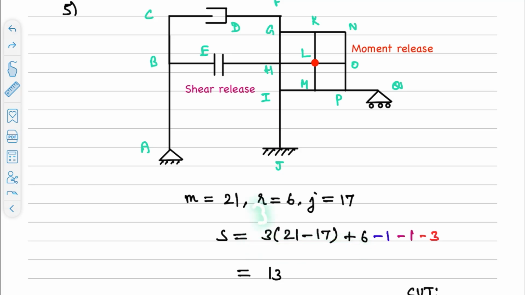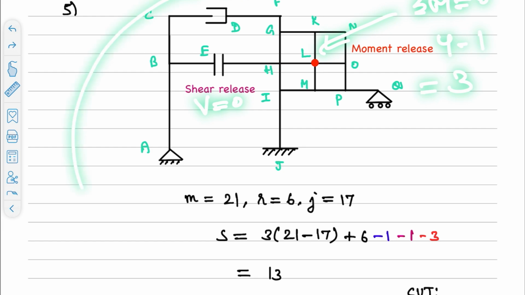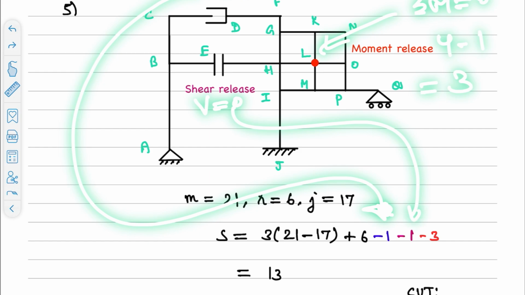I just rewrote it as 3m minus j plus 1. And then we need to consider the presence of releases. For axial release we get a minus 1, because at this location the axial force will be equal to 0. This is shear release, and hence let me use N equal to 0 for axial release, for shear release V equal to 0, and at the location of moment release sigma M equal to 0. There are 4 members, so 4 minus 1, which is applicable 3 times. So N equal to 0 gives one extra condition at this location, and this gives one extra condition.